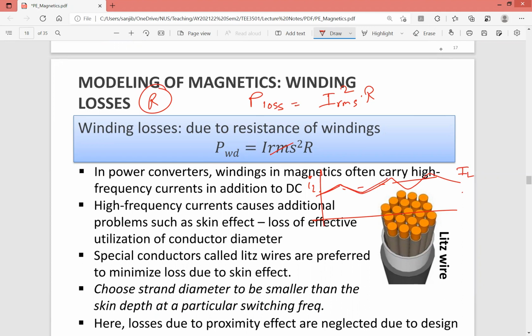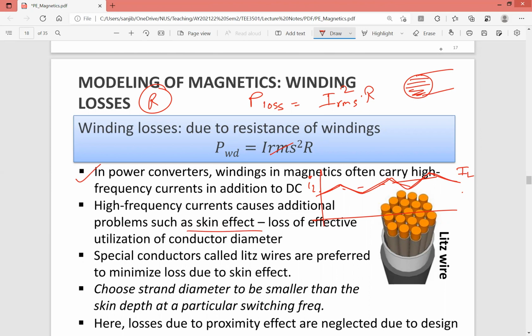So when I have a current like this, that's basically what it means: the windings carry current which has both DC as well as high frequency component. Now the problem with high frequency current is that it does not go through the whole conductor. Suppose you have a conductor like this. High frequency doesn't go through the whole area of the conductor because of what is called the skin effect.